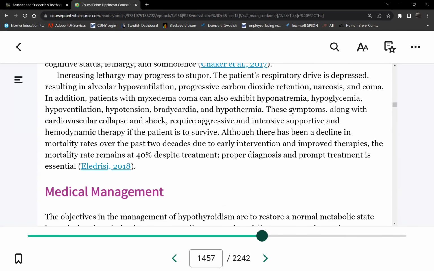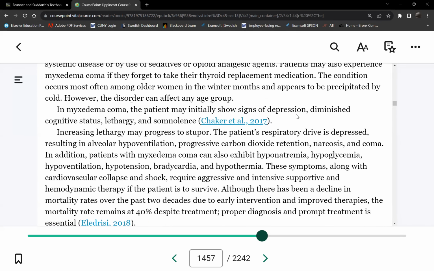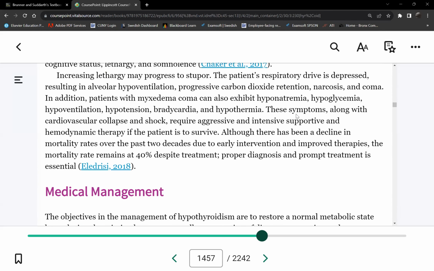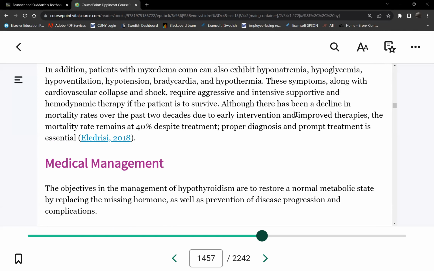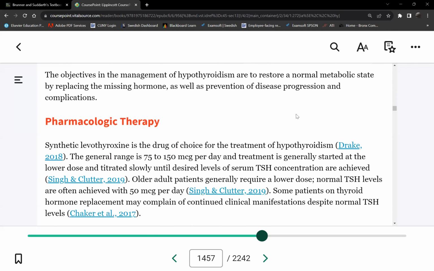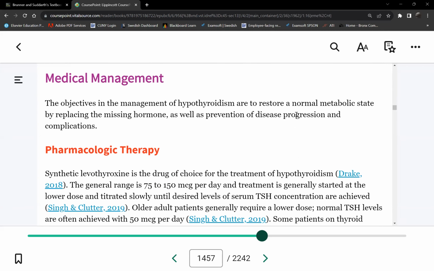Respiration: the diaphragm is a muscle. So what happens to the strength of that muscle? The patient will also have decreased respiratory drive. They'll have hypoventilation and depression, among others.